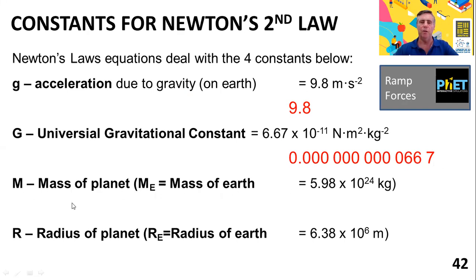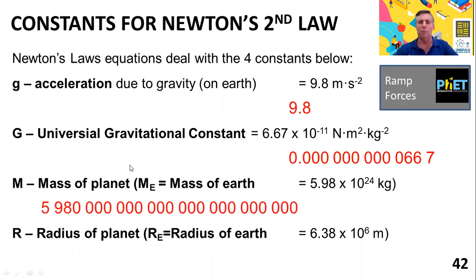M is the mass of a planet, and the specific example we have is the mass of the Earth, which is 5.98 times 10 to the 24 kilograms. That's a very large number, so lots of zeros after the number, because of course the Earth is a very massive body. And finally, r is the radius of the planet. The specific example is the radius of the Earth, which is 6.38 times 10 to the 6 meters, or about 6,380 kilometers. Because the universal gravitation constant is so small, you don't get a significant gravitational force unless the masses involved are quite large, and that will become quite important.